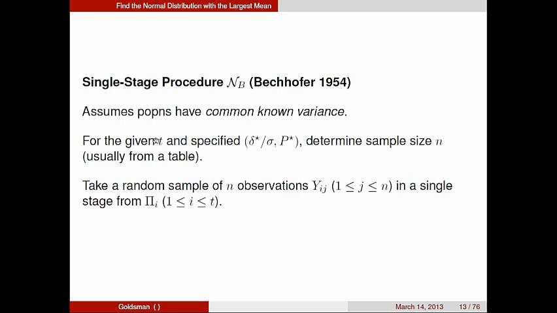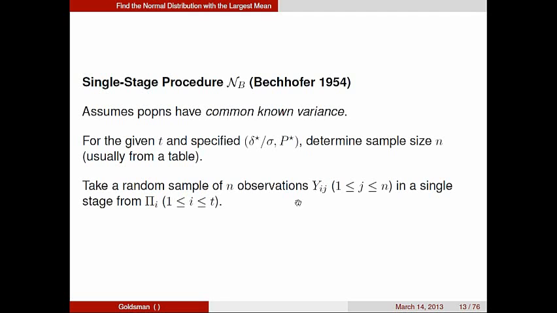And you enter the table with the T value, this delta star, and the P star, and it spits out the sample size that you have to take. Okay? In English, you take that sample from every one of your competitors. Say you have 5 competitors. You take the same number N of observations from each competitor in one fell swoop, and then whichever one has the largest sample mean, that's your winner. So the one having the largest sample mean probably has the largest true mean, and that makes total sense. That's why you take the observations.